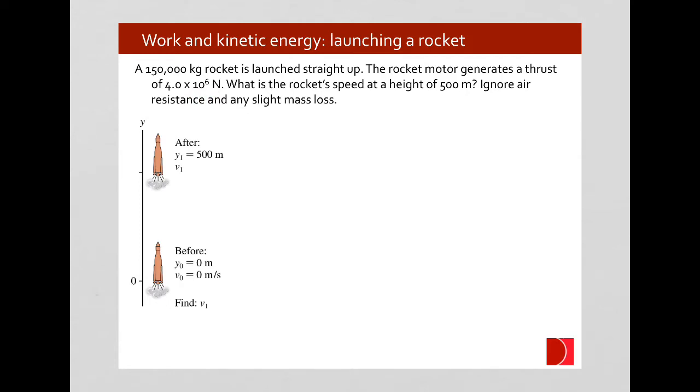So in this situation, we're looking at the rocket. The rocket is our object, and we're looking at what forces are acting on the rocket. Those forces are going to be doing work on the rocket as it moves. And then if we know the work that's being done on the rocket, we'll be able to find the rocket's speed as a change in kinetic energy that comes from that work being done.